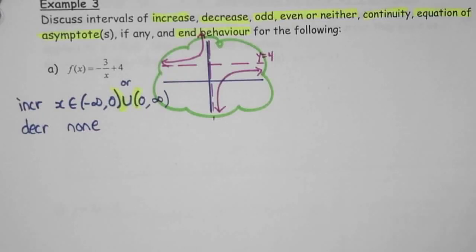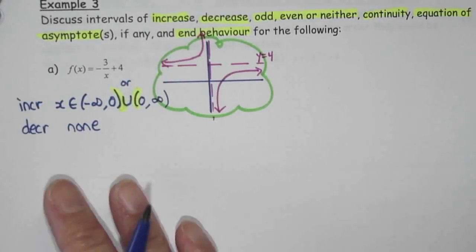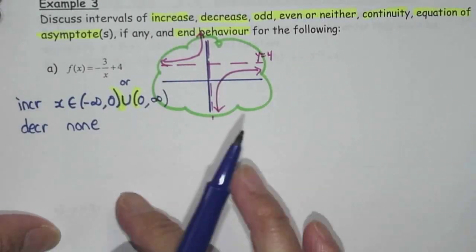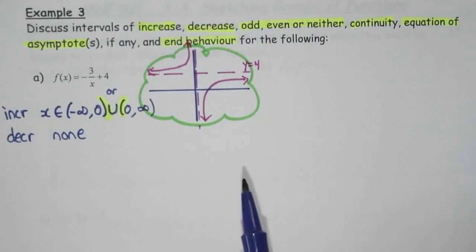All right. Odd, even, neither. Let's do that in a minute. We'll try that one, the odd, even, neither, in a second. I want to go on to the new stuff, right? So we'll do odd, even in a second.